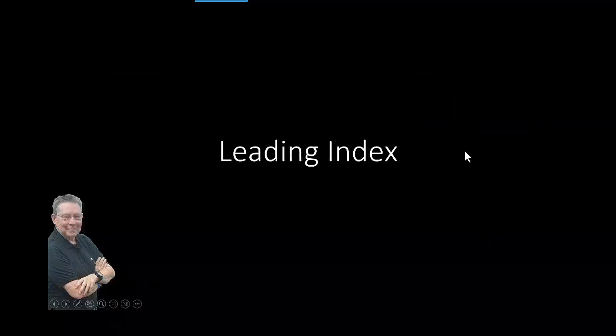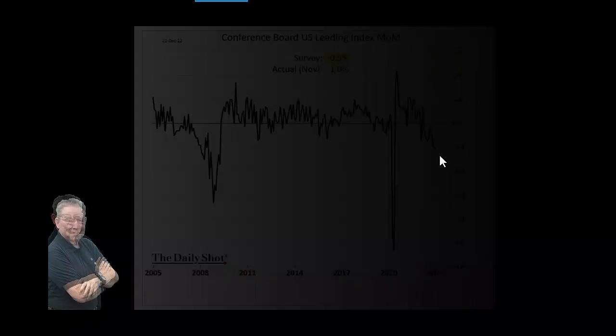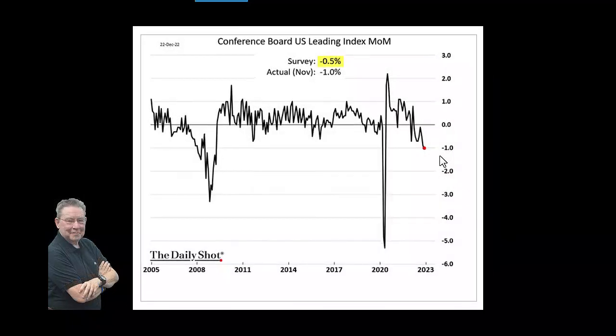So another great indicator of the future economy is the leading economic index. Let's take a look at it. This is produced by the Conference Board. Now notice right here, the leading index month over month is declining. It's declining sharply, and this is about a 6 to 12 month leading indicator.